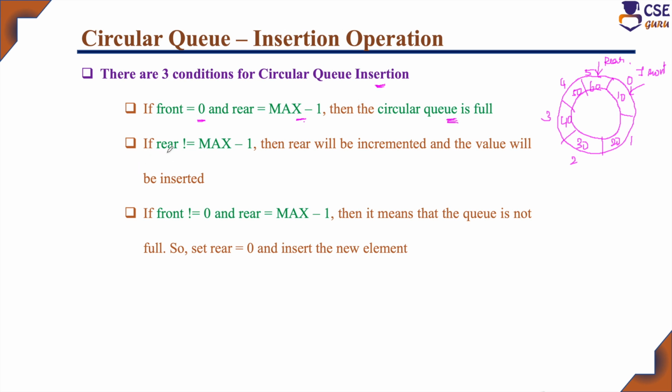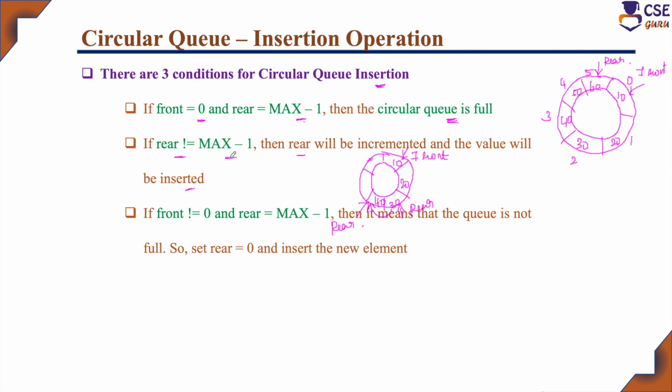Okay, next. If rear is not equal to max minus 1, then rear will get incremented by 1 and then you can perform the insertion. Suppose rear position is not equal to max minus 1. In that case, what is the meaning? Still there are free memory locations, so you can place the element here. Suppose rear is pointing here and front is pointing here. If you want to perform insertion in this circular queue, just increment the rear position by 1 and place the element. Now rear will point to this memory location.